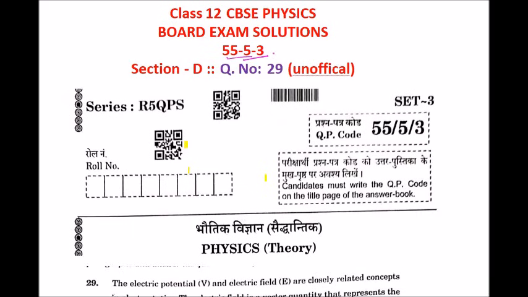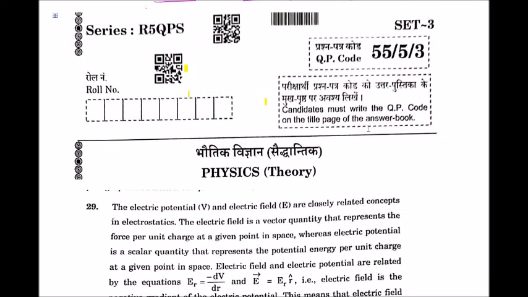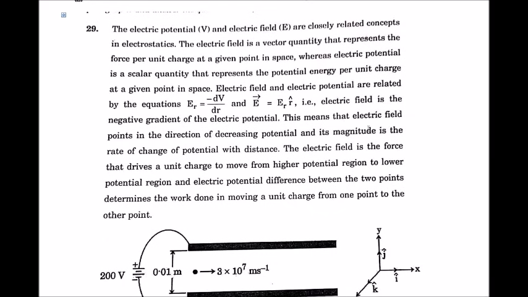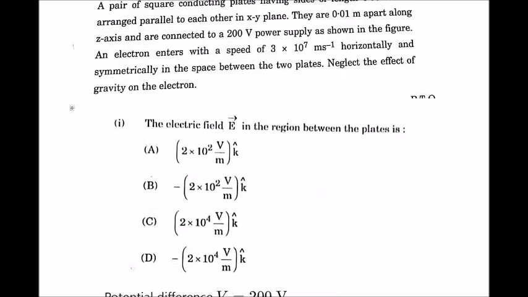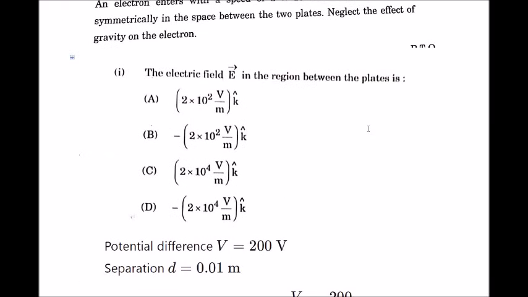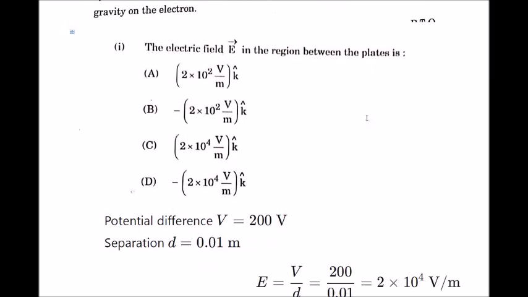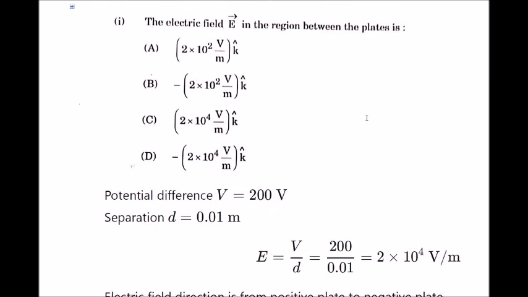We have 5553, the question serial number, and Section D, case study problems, question number 29. It's absolutely unofficial. Question number 29 is a big question. And the first option: the electric field E in the region between the plates is the question.